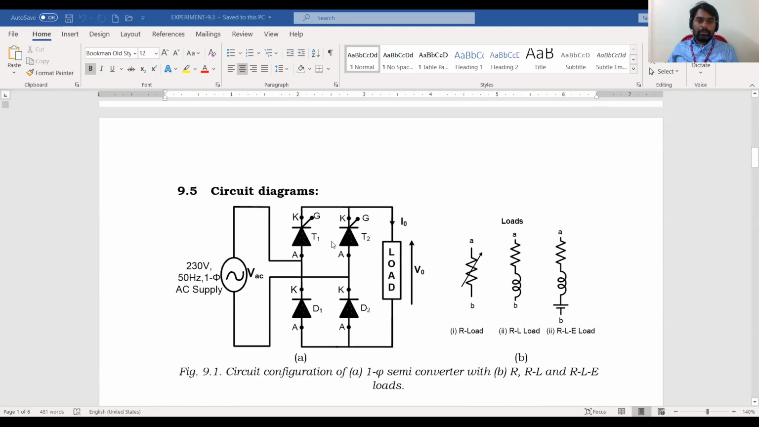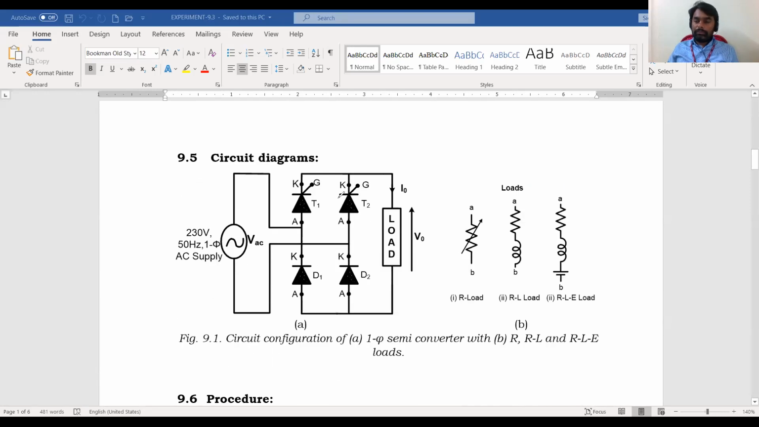This is the circuit configuration of the single phase semi-controlled converter. In case of a full controlled converter, we have 4 thyristors like this. This is T4 and this is T3. But in case of a half controlled converter, we are using only 2 thyristors here, and the remaining 2 thyristors are replaced by these 2 diodes. Diodes are uncontrolled devices.